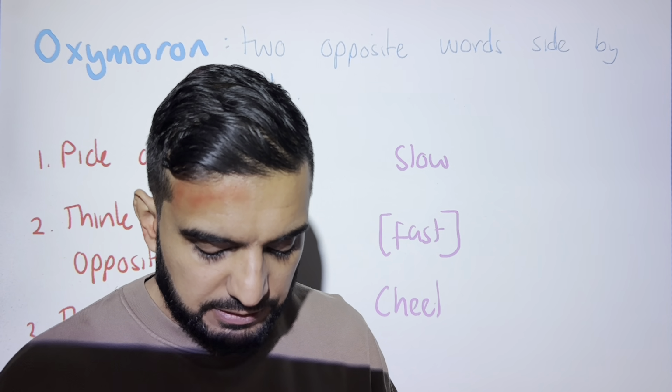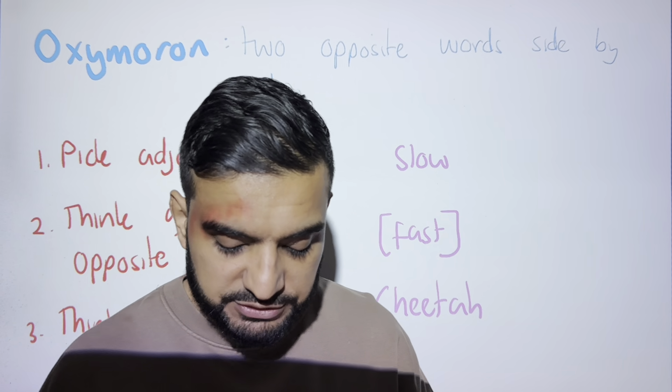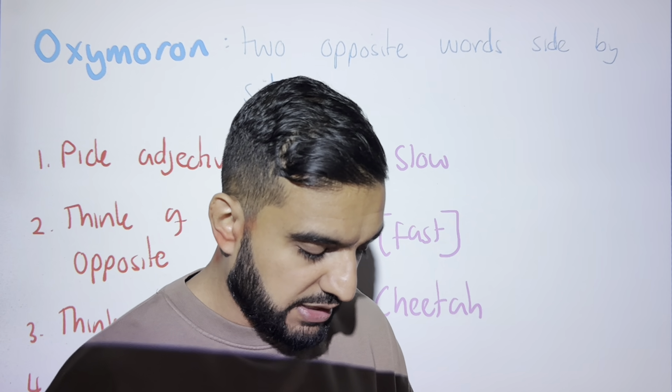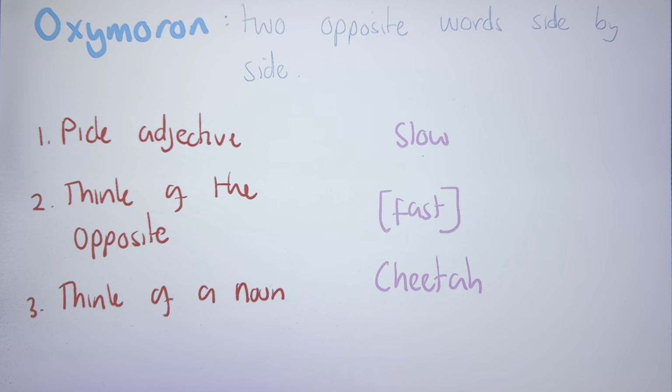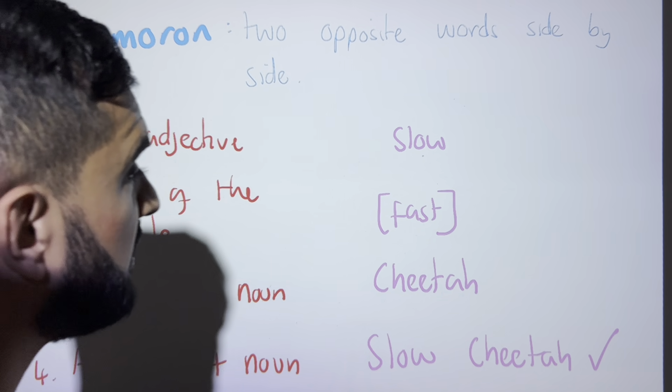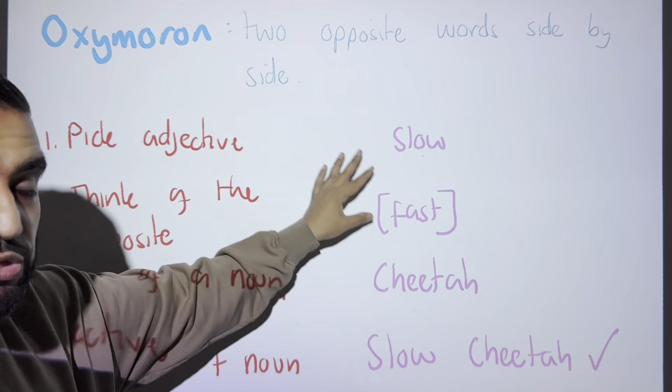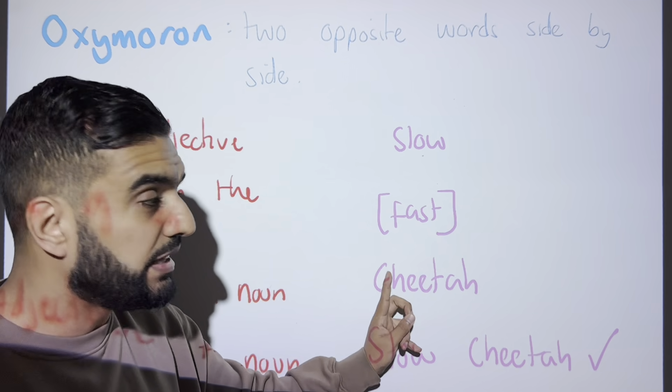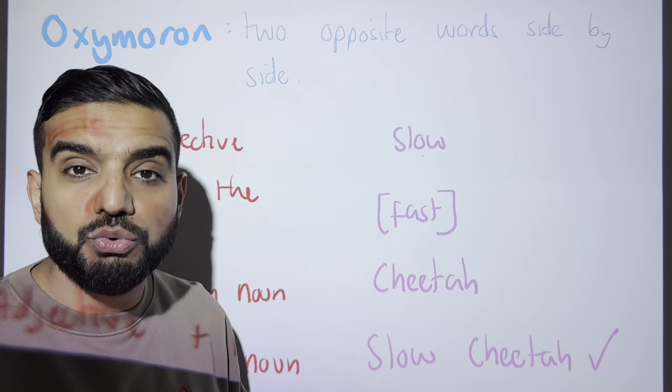A cheetah is seen as a very, very fast animal. And then the last and final step, guys, that we are doing is we add the adjective plus the noun. So we add the adjective to the noun. And what do we get? We get the phrase slow cheetah. And there is our oxymoron. It works every single time. You think of an adjective, you think of the opposite, you think of a noun that matches the opposite, and you put the two words together.